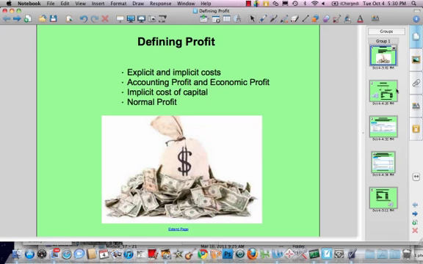Explicit and implicit costs, accounting profit and economic profit, implicit cost of capital, and normal profit.